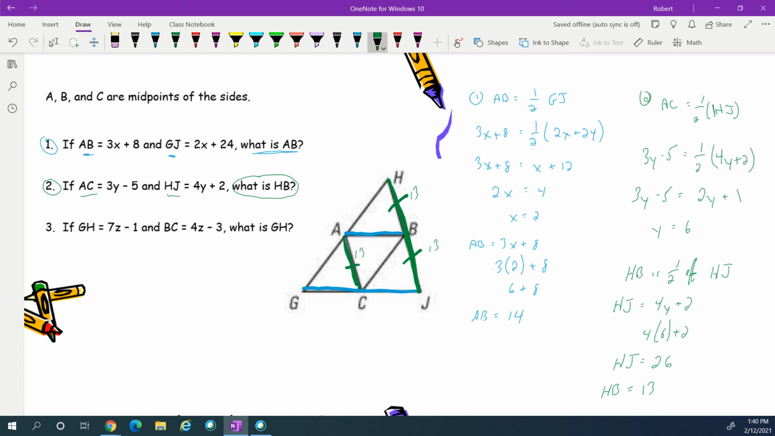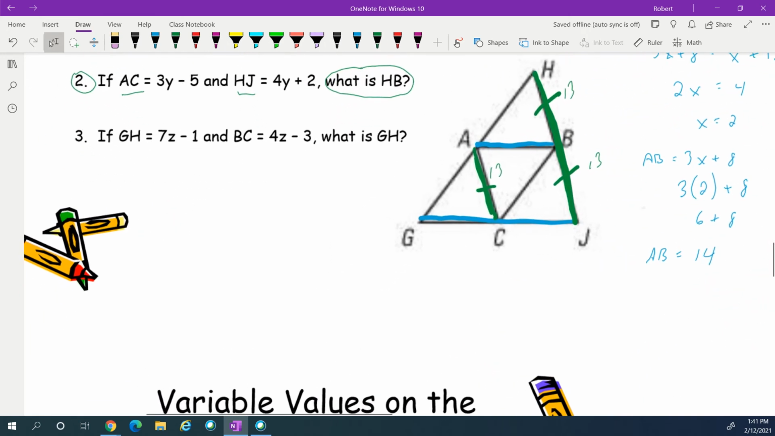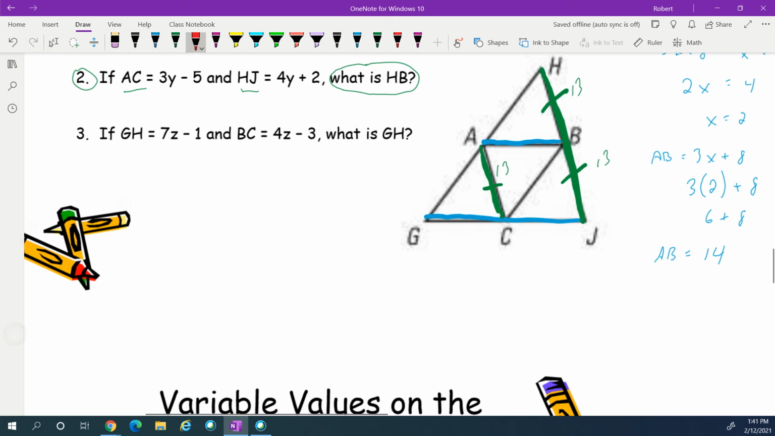And we will, in fact, see the same thing in the last example. Again, just kind of using the information, maybe in a different way. Let's take a look. So I'm going to go to another color here. Let's do this one in red. GH and BC. BC is the midsegment. So BC equals 1/2 of GH. Again, we're just going to solve for Z and plug it back into GH because that's all they asked for.